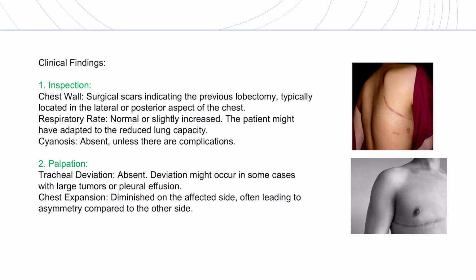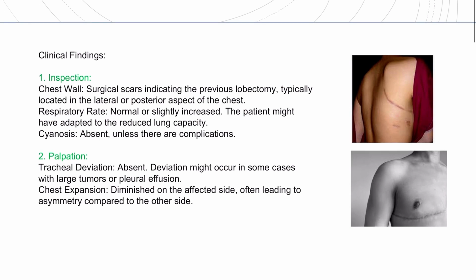Just stand at the foot end of the bed and do the inspection. You look at the chest wall for surgical scars indicating a previous lobectomy or any procedure. You don't know whether it is a lobectomy, but it is typically located in the lateral or posterior aspect of the chest. Here I have mentioned you can see scars like this, which you can see laterally and posteriorly. On the front it will be like this.